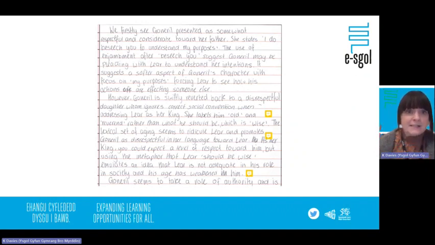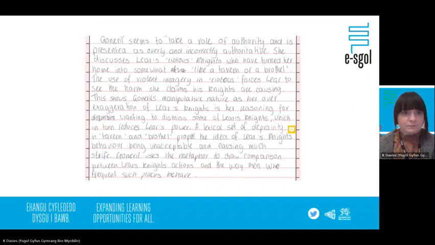So we firstly see Goneril presented as somewhat respectful and considerate towards her father. She states, "I do beseech you to understand my purposes." The use of enjambment after "beseech you" suggests Goneril may be pleading with Lear to understand her intentions. It suggests a softer aspect of Goneril's character, with focus on "my purposes", forcing Lear to see how his actions are affecting someone else. Goneril is swiftly reverted back to a disrespectful daughter. And then a little bit later on, she seems to take a role of authority.